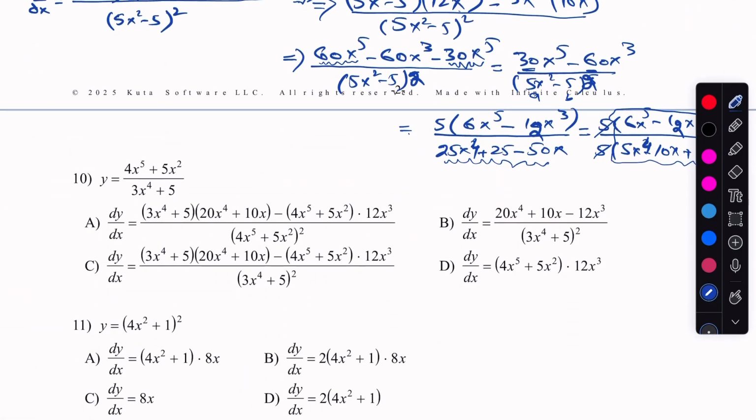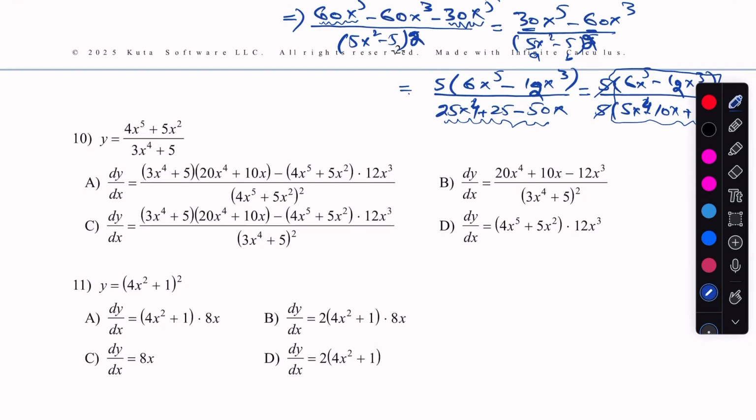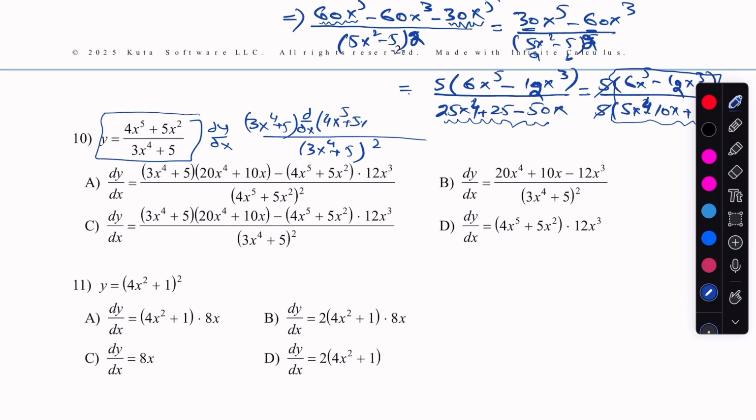Okay, now the same in this question number 10, we're going to apply the quotient rule, which says that dy by dx is denominator squared, denominator as it is, derivative of numerator, which is 4x^5 plus 5x squared, negative, then 4x^5 plus 5x squared as it is, d by dx of 3x power 4 plus 5.